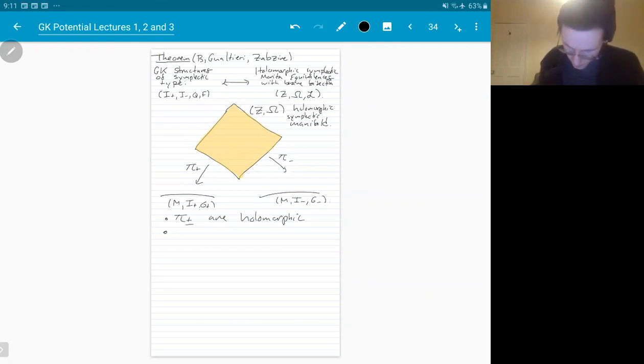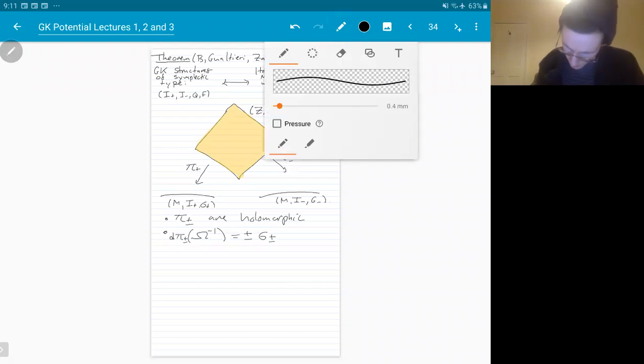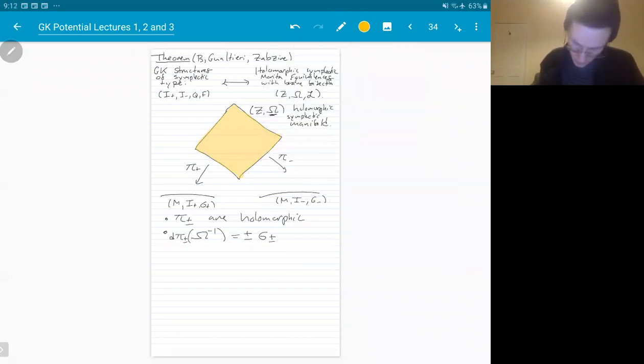Here on Z, we have this symplectic form, but we can invert it to get a Poisson structure, and we can push it forward with pi plus or with pi minus. If you use pi plus, it pushes forward the Poisson structure on Z to sigma plus. If you apply pi minus, it pushes forward to minus sigma minus. So that was one of the properties of these spaces.